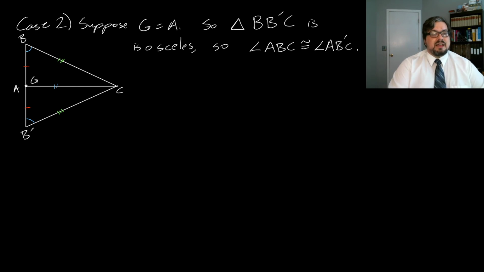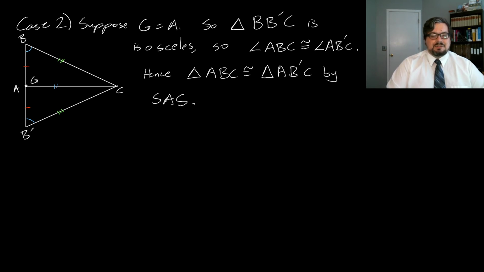But once again, that's enough because that shows us that triangle ABC is congruent to triangle AB'C by side angle side, because the red sides are congruent, the blue angles are congruent, and then the green sides are congruent. So we have a side angle side congruence between the top and bottom triangles.